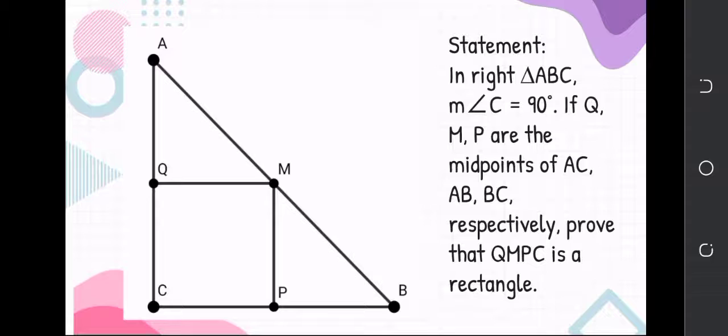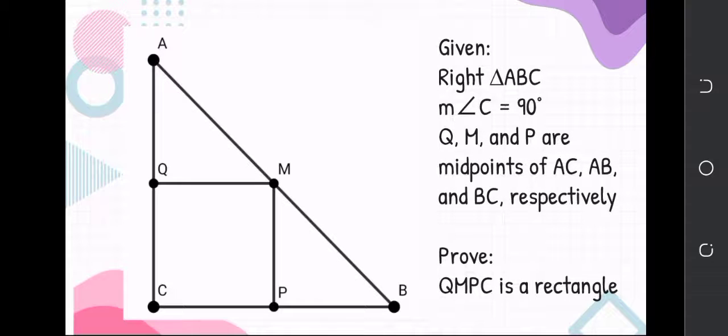Now for our last geometrical statement to prove, we are given in right triangle ABC, measurement of angle C is 90 degrees. If Q, M, P are the midpoints of AC, AB, BC respectively, prove that QMPC is a rectangle. In other words, we are given right triangle ABC and the measurement of angle C is equal to 90 degrees. Q, M, P are midpoints of AC, AB, and BC respectively, and we have to prove that QMPC is a rectangle.